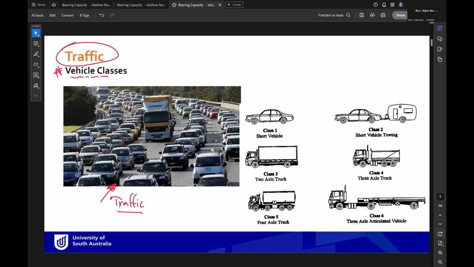So the first class is class one, the short vehicle. Class two is short vehicle towing, and class three is two axle truck. So this axle and this axle. Class four, three axle truck. So one, two at the back. Class five, four axle truck. So we have one first, one in the middle, and two at the back. And we have three axle articulated vehicle, class six.